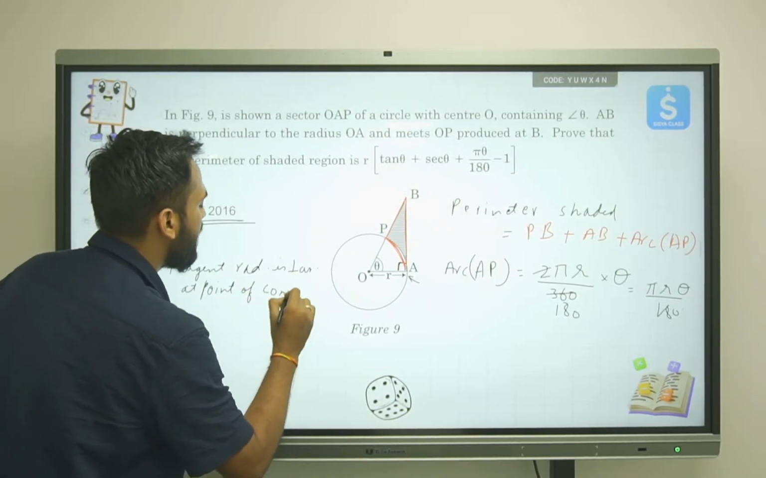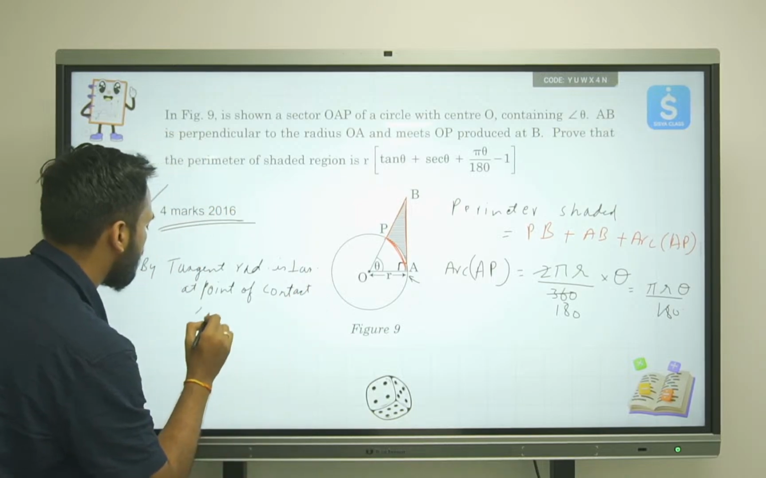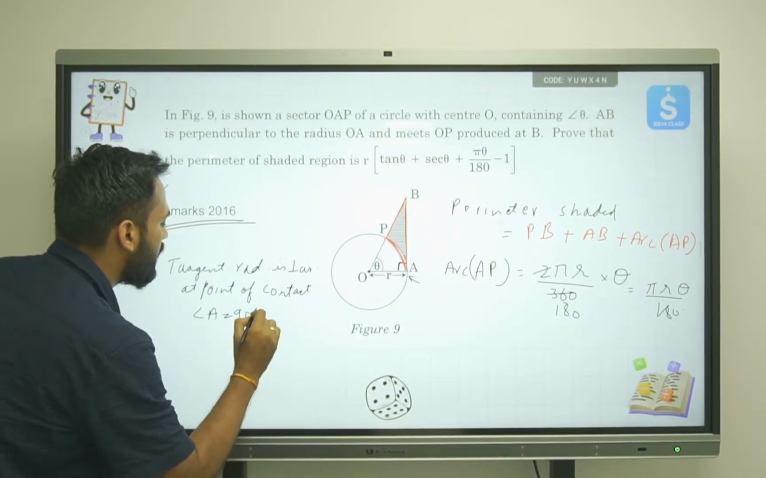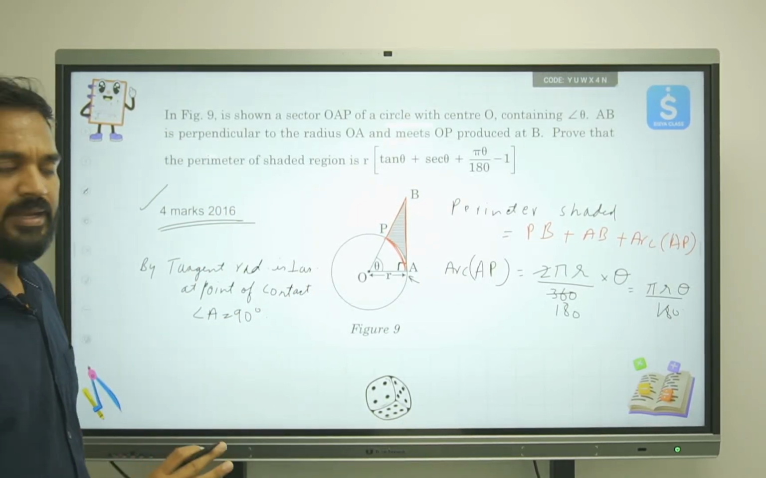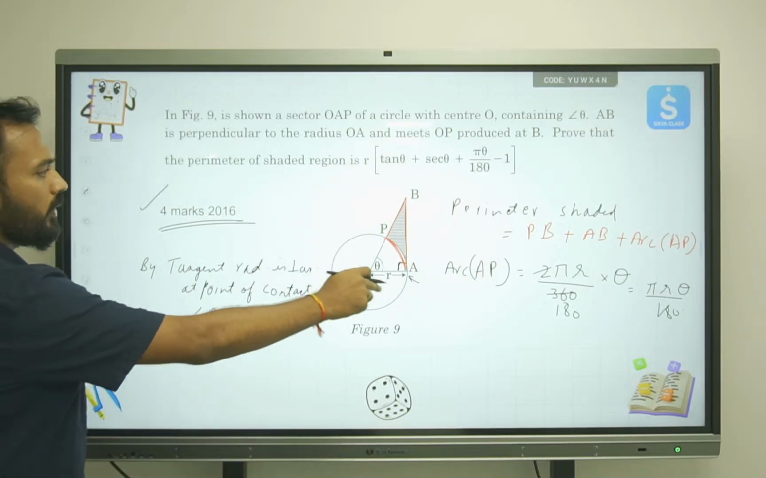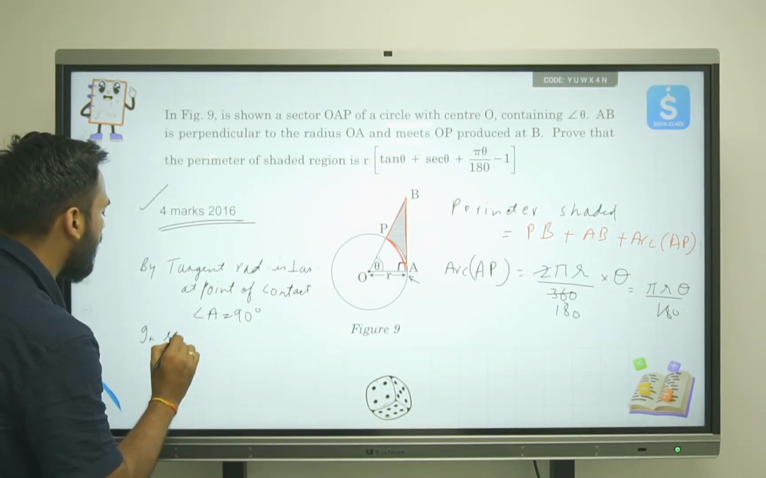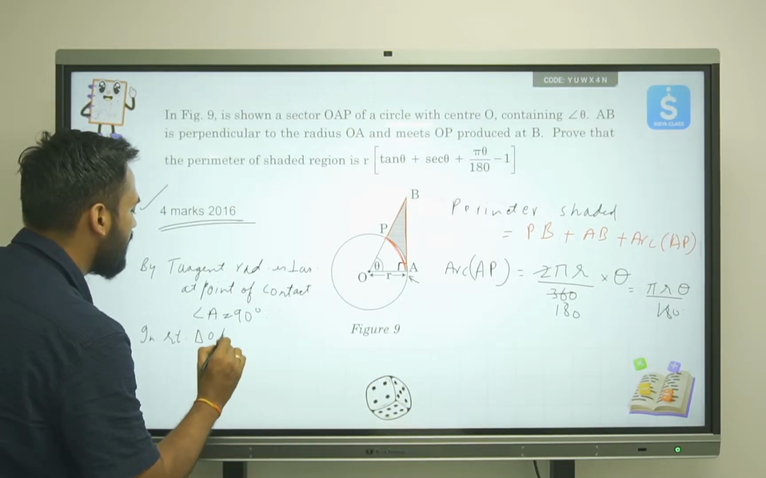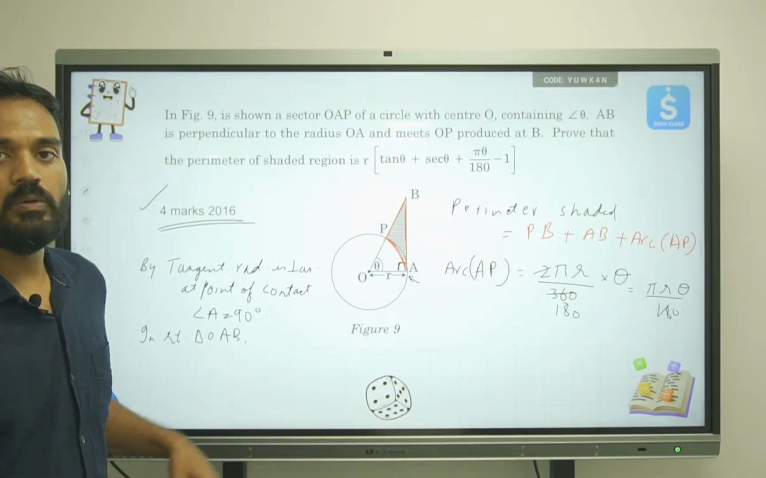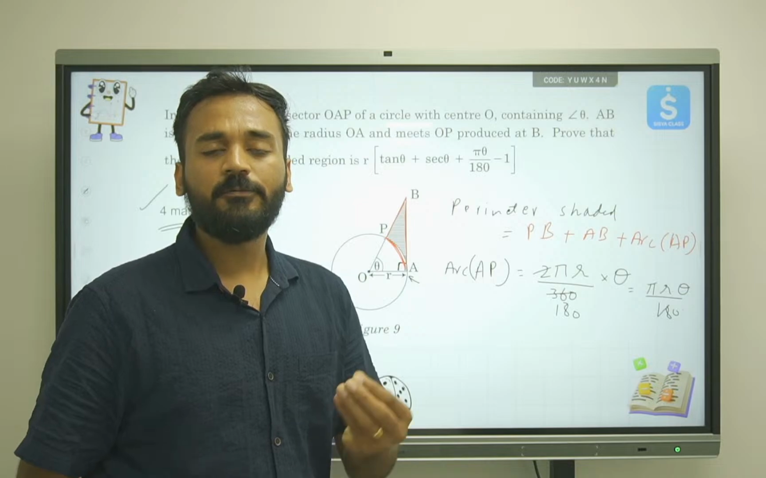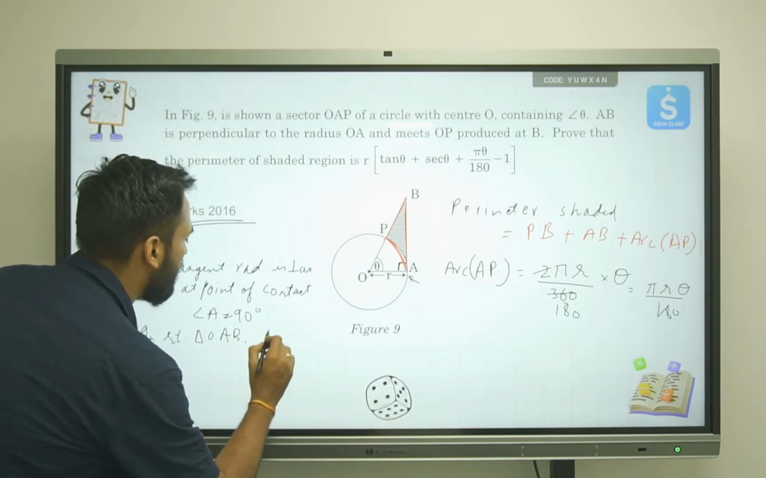We can say that angle A is equal to 90 degrees. Clear? This angle A is 90 degrees. So triangle OAB is a right angle triangle. Now in right triangle OAB, if I ask you tan theta, what will be the value of tan theta? Type in the chat box.